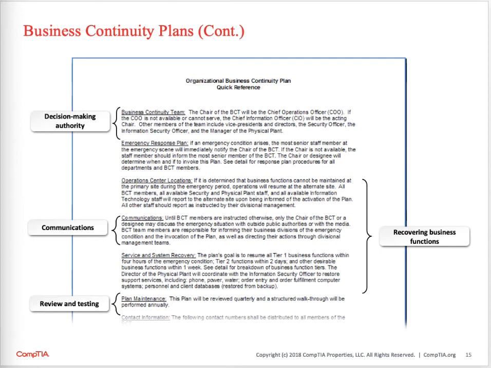Then we have our service and system recovery, and that's going to state our overall goal, right? So we want to resume tier 1 functions within a couple hours, tier 2 within a few days. We might even have a tier 3, right? And then we're going to have review and testing. It states that this plan is going to be reviewed quarterly, and a structured walkthrough will be performed annually. So that is a quick overview of that.